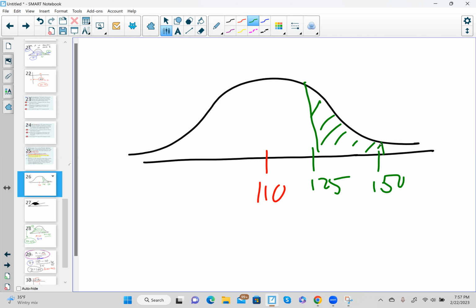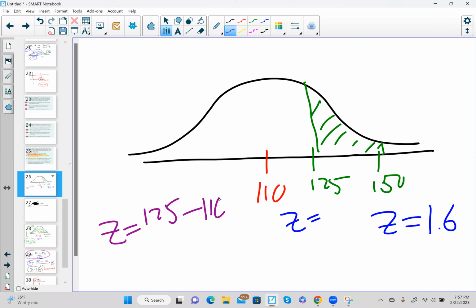And if you think about it, this is really what we did earlier in the lesson. We did a whole bunch of problems like this where we found the area between two z-scores. The problem is I need to convert these to z-scores, like what z-score goes there and what z-score goes here. So that's what we need to do. Now we already know the z-score for 150. We did that in the previous question, so that's 1.6. We need the z-score for 125. So let's go get that. Z equals 125 minus 110 over 25. And if you do the math correctly on that, you're going to get Z equals 0.6. So this Z score is 0.6.